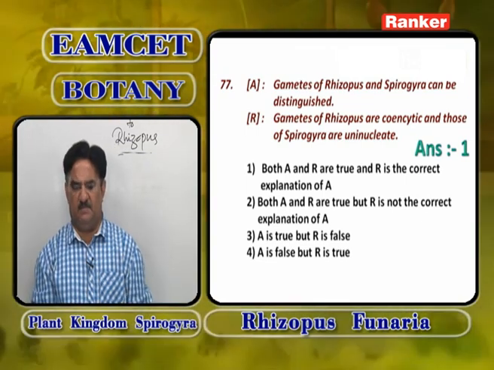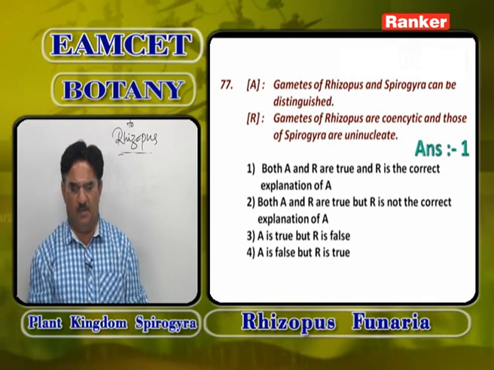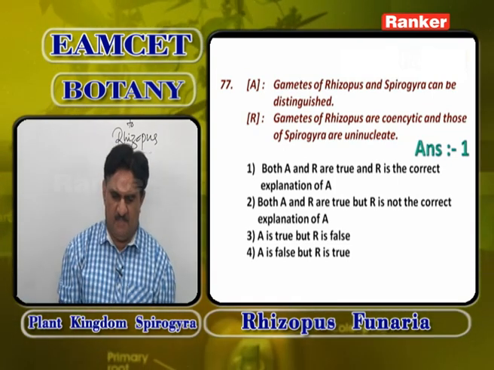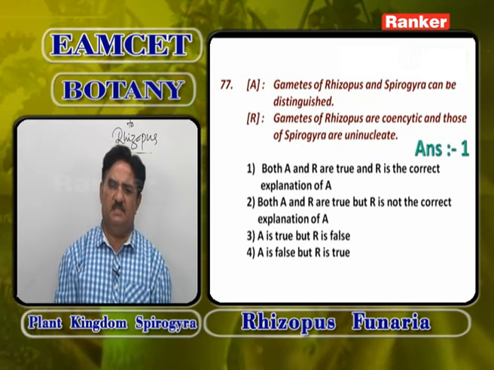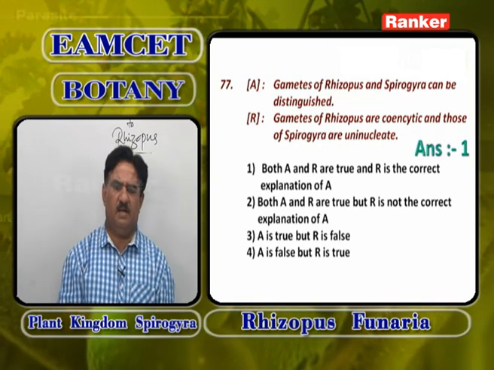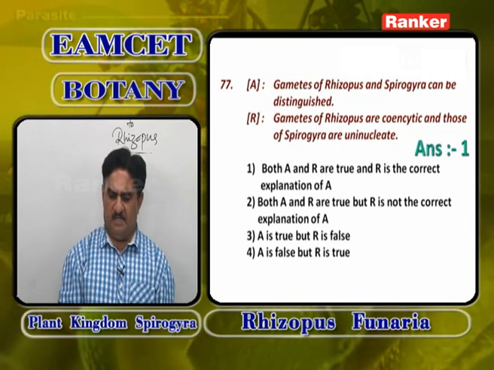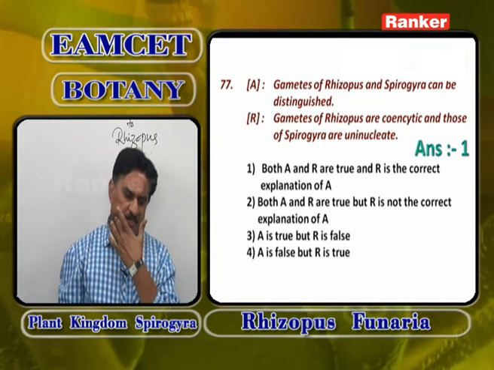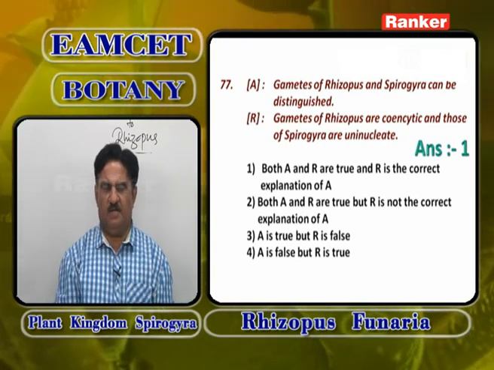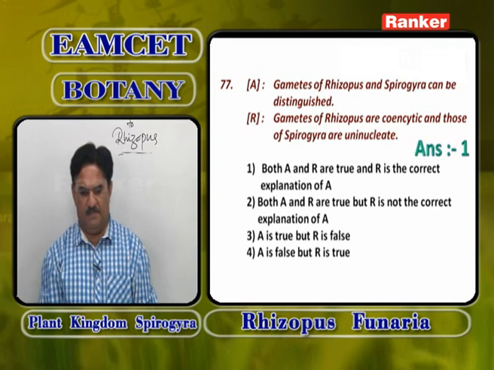Definitely, gametes of Rhizopus and Spirogyra can be distinguished. How? The gametes of Rhizopus are cenocytic. Rhizopus itself is cenocytic. Septa formation is completely absent, so nuclei are irregularly scattered. So, cenocytic is correct. Septa formation may take place in the older hyphae or during reproduction. And those of Spirogyra are uninucleate. Definitely, Spirogyra gametes are uninucleate.